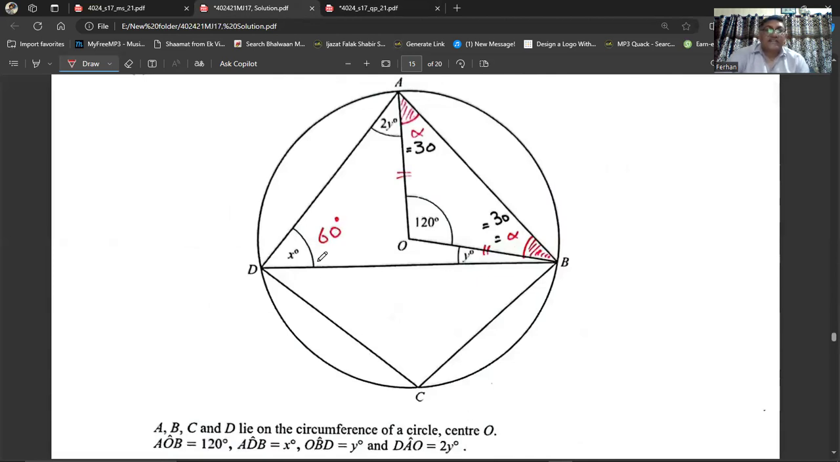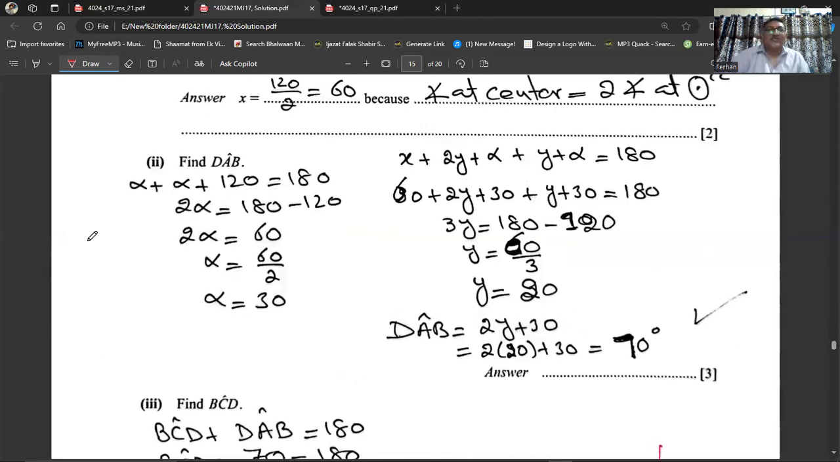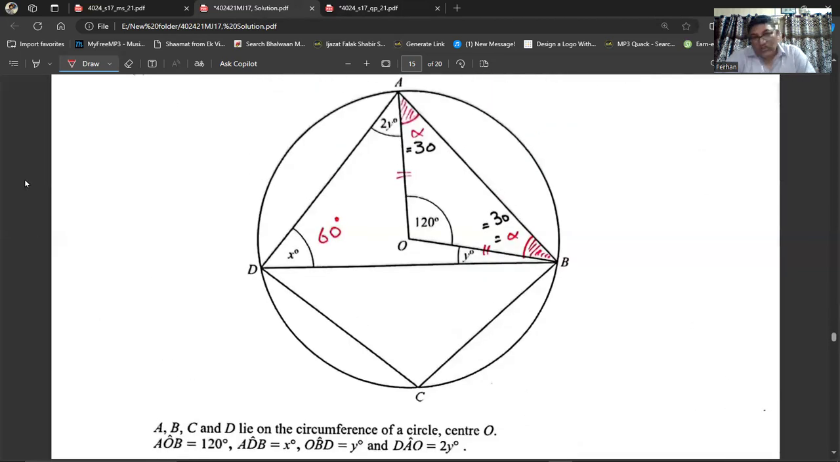Now look at here. 60, this is 30 plus y, this is 2y plus 30. And this is the big triangle ABD, and its sum will be 180. So from there, I can find the value of y. So x plus 2y plus alpha plus y plus alpha equals 180. x is 60, so 60 plus 2y plus 30 plus y plus 30 equals 180. So 3y will be equal to 180 minus 120. So y will be equal to 60 divided by 3. So the y value will be 20. Once I know the value of y, I can tell you how much this angle is.